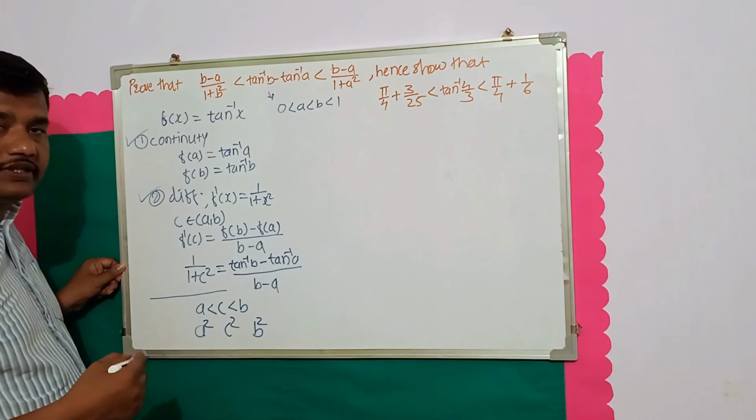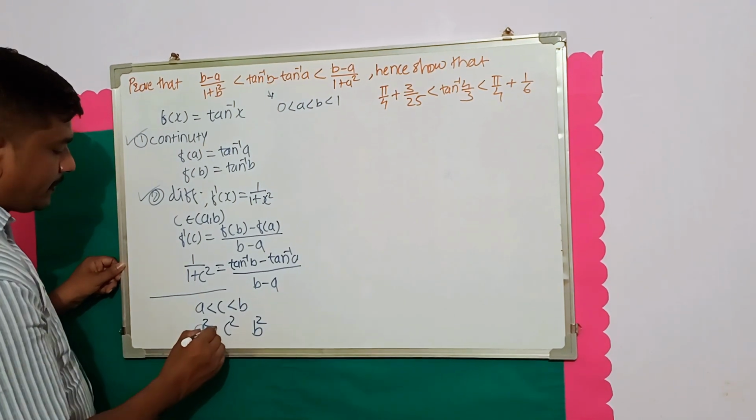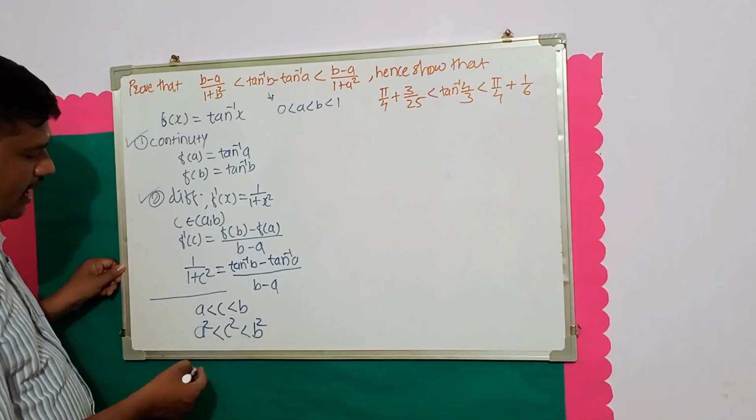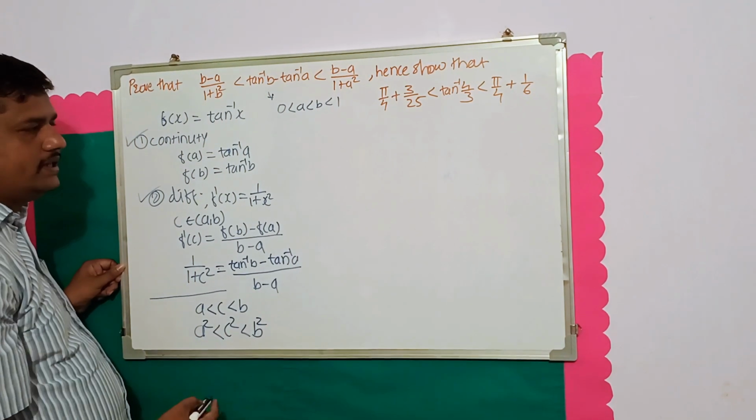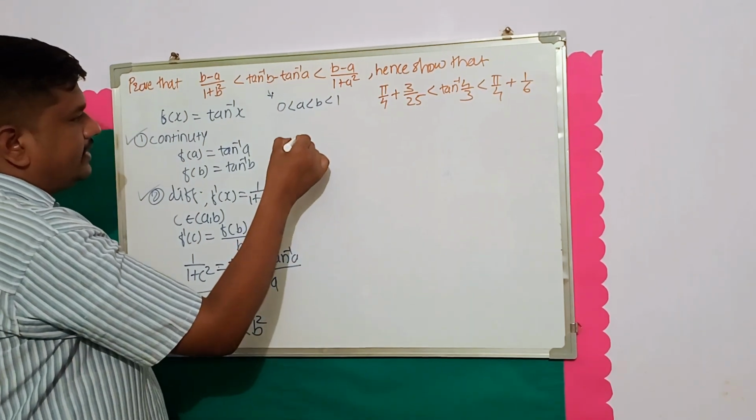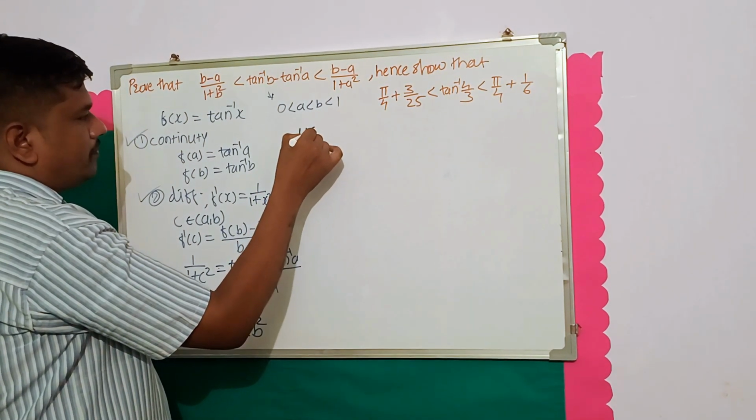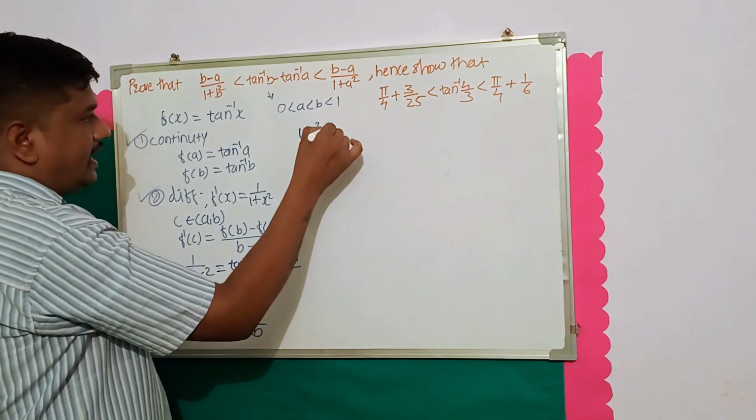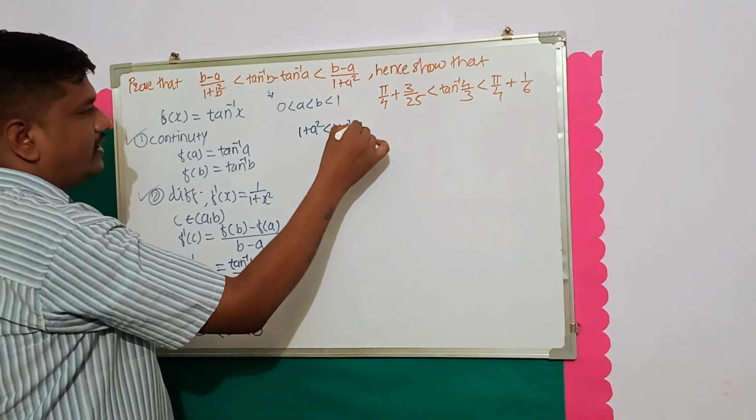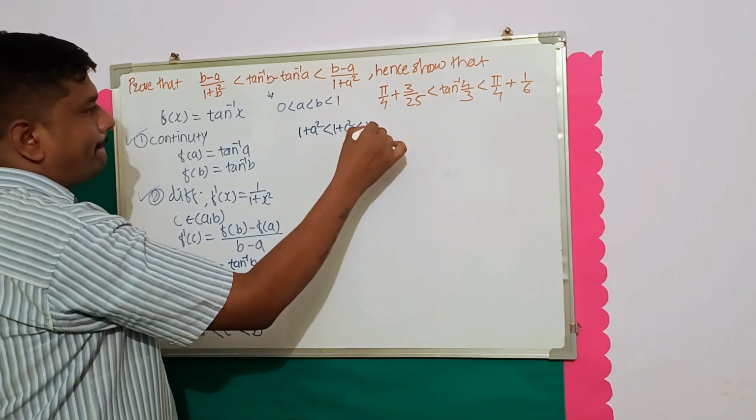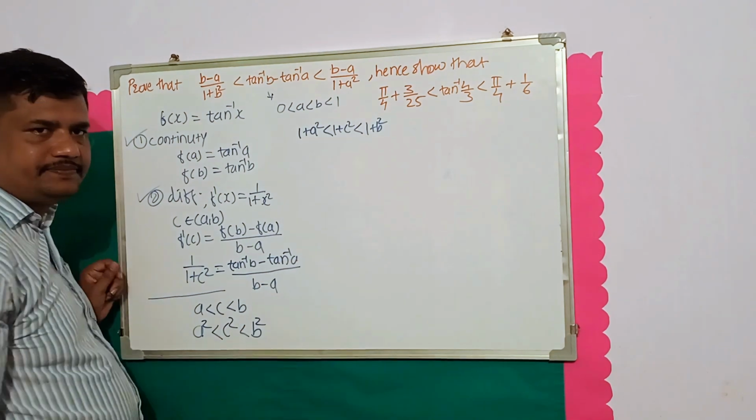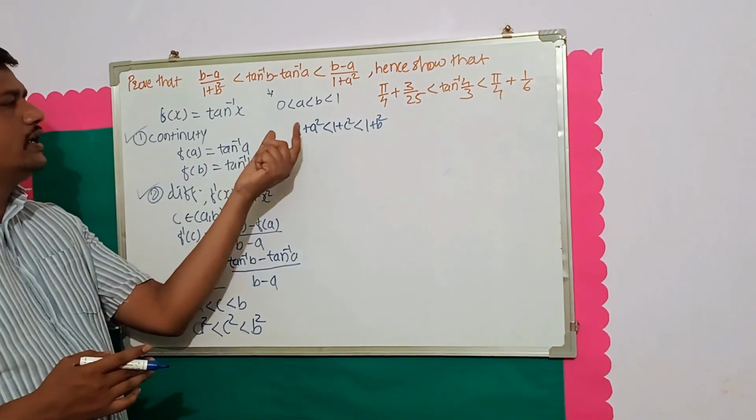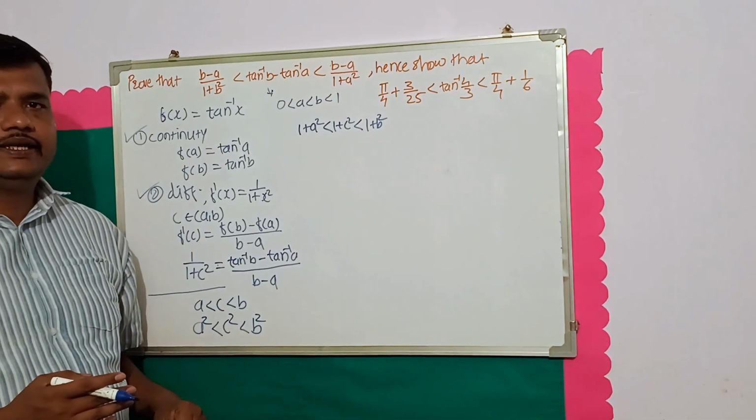So if I do the square of all these three numbers, the inequality sign will remain as it is. Then I will add 1 into all these three terms. So if I add it, it will become 1 plus A square less than 1 plus C square less than 1 plus B square. By adding 1 into these numbers, also the inequality does not change, isn't it?